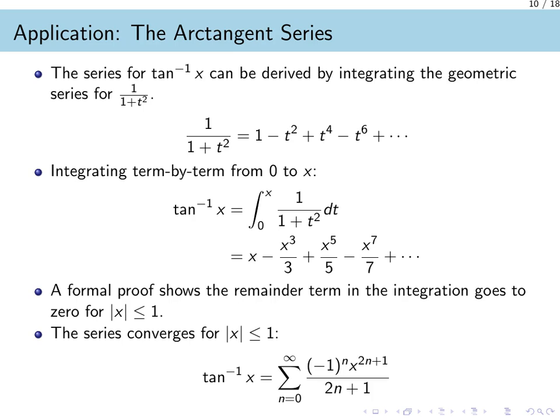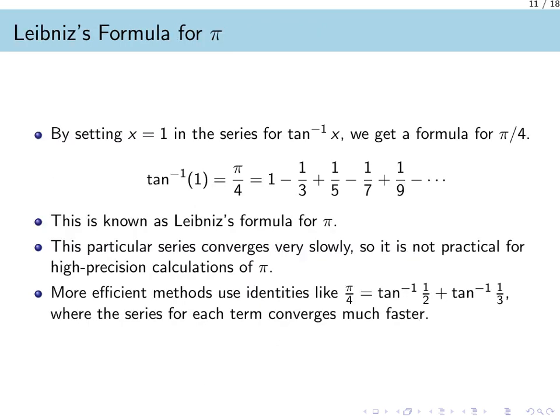Thus, we have derived the power series for arctangent not from the Taylor formula, but by integrating a simpler related geometric series. A remarkable application of our series for the inverse tangent is a formula for the number pi. If we substitute the value x equals 1 into the series, the left side becomes the inverse tangent of 1, which we know is pi over 4. This gives us the famous Leibniz formula, where pi over 4 equals the alternating series 1 minus 1/3 plus 1/5 minus 1/7, and so on.